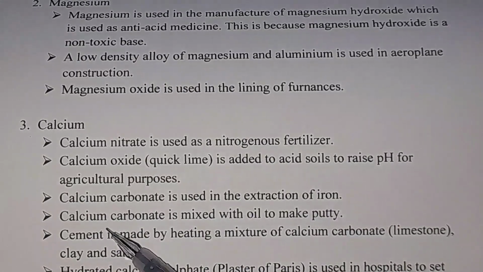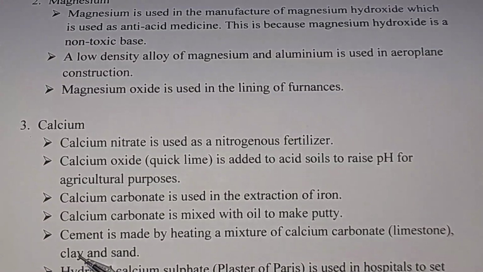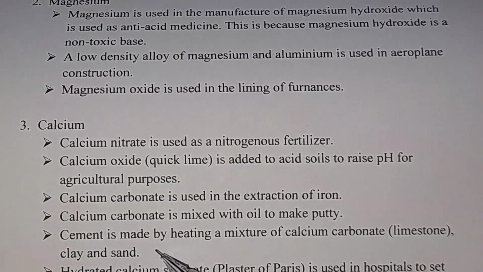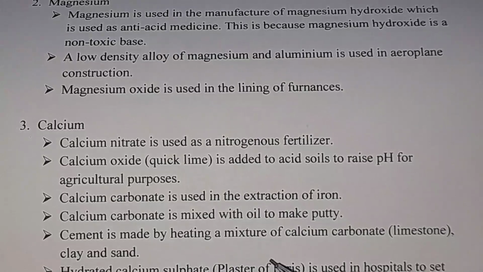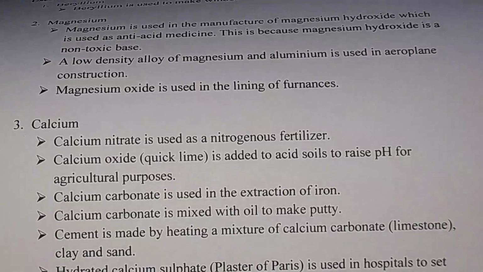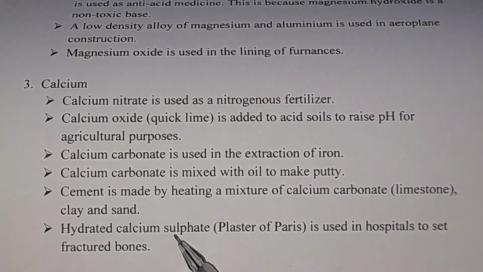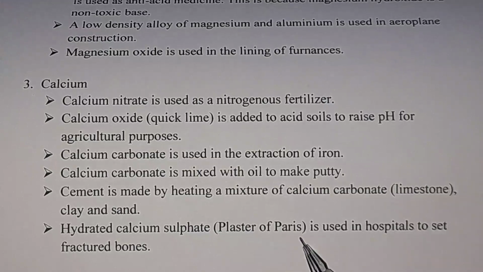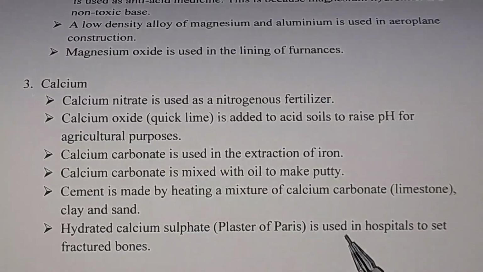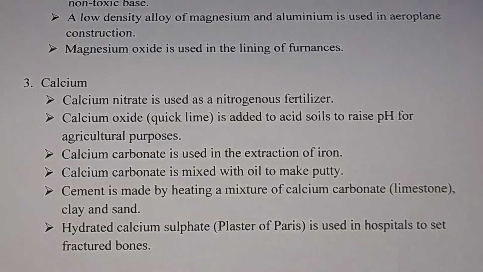Then next we are having calcium carbonate is mixed with oil to make putty. Then next we are told cement is made by heating a mixture of calcium carbonate, which is limestone, clay and also sand. And lastly, the last use of calcium, we are told hydrated calcium sulfate, or plaster of Paris, that's its common name, is used in hospitals to set fractured bones.